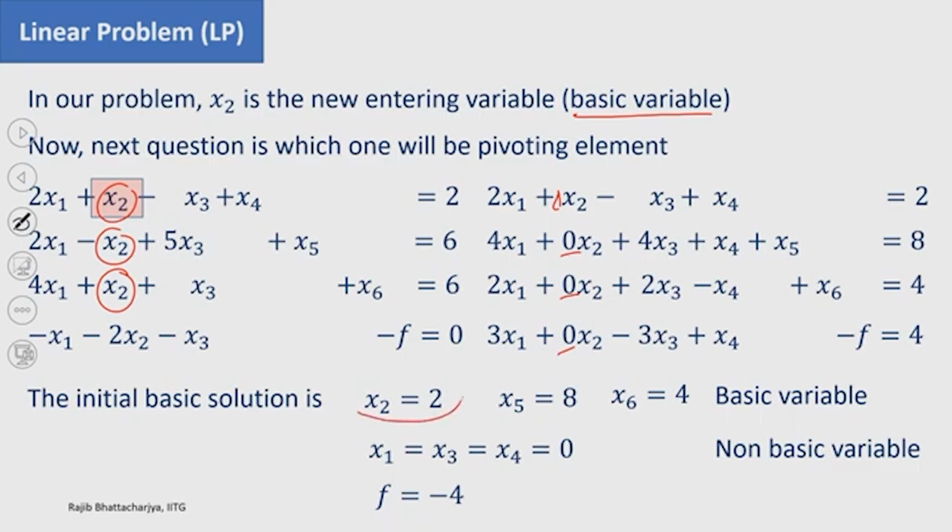Now, x2 is a basic variable. Therefore, from the first equation I am getting x2 equal to 2, and then x5 is another basic variable, x5 equal to 8, x6 equal to 4, and x1, x3 and x4 now. x4 earlier was a basic variable, now it is a non-basic variable. So, x1, x3 and x4 equal to 0. So, you are getting some improvement. What improvement? f equal to -4, and the earlier value of f was 0, that means your objective function has improved. So, you have got an improved solution.